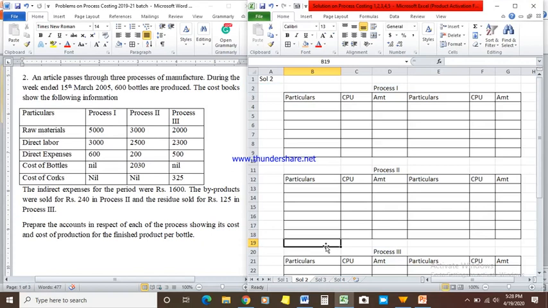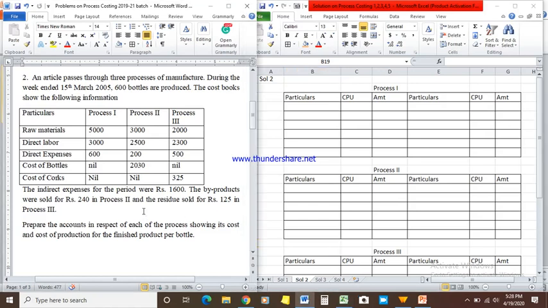Okay, so in the second problem also, we have introduced some additional stuff apart from what we saw in the previous problem. So let's look into that. An article passes through 3 processes of manufacture during the week ended 15th March 2005. So 600 bottles are produced. The cost books show the following information.